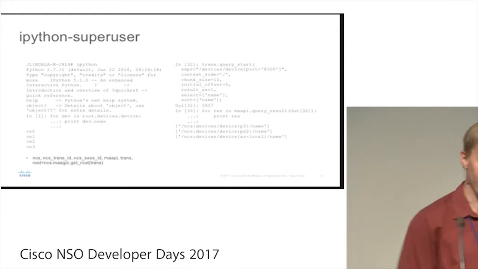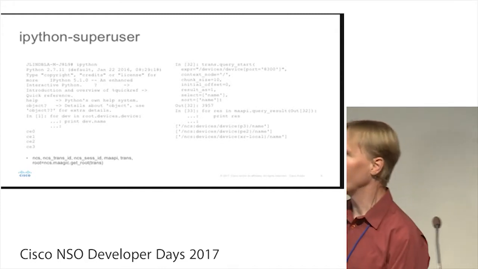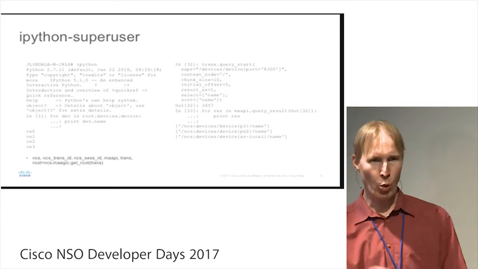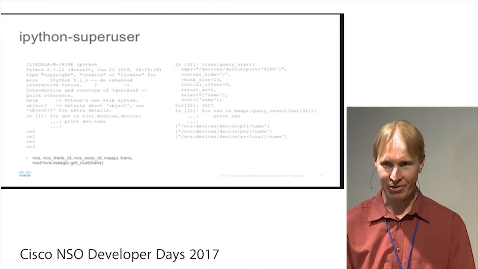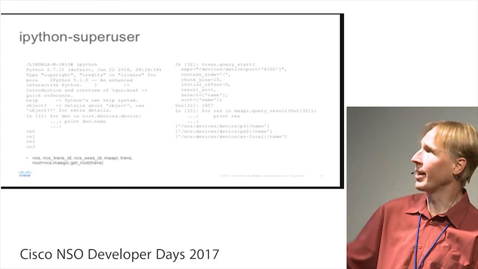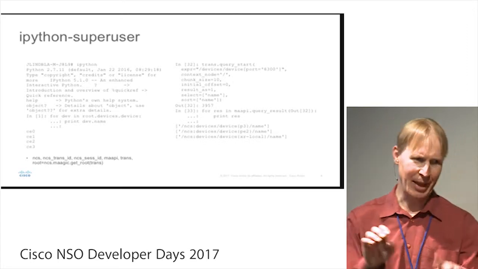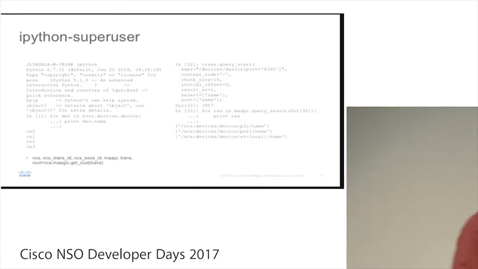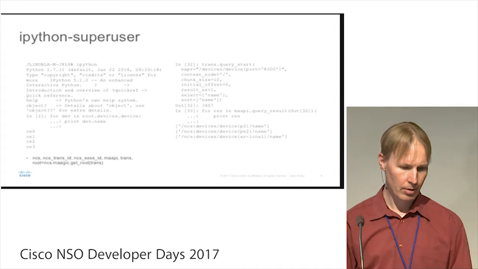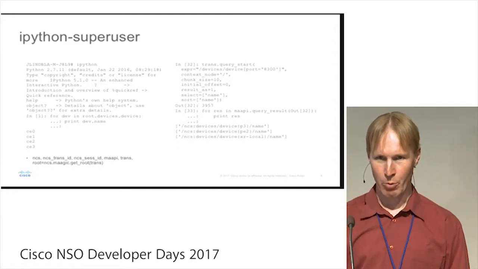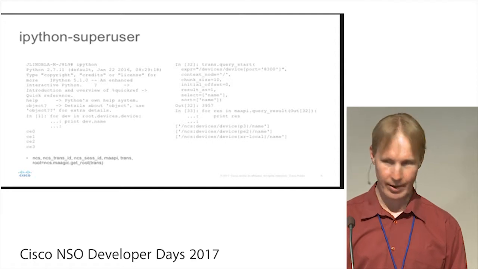But for development, I find this very convenient, because you are inside the transaction, you've made a few edits, and now you want to write the code that's going to read those things, and you can just type in the Python interactive shell and see what it looks like. And IPython is pretty nice. It has nice tab completion and stuff like that. It's really nice. And the IPython superuser lives on the NSO package library. So if you have access to that, you can get it from there.